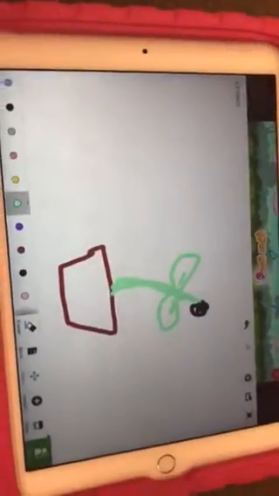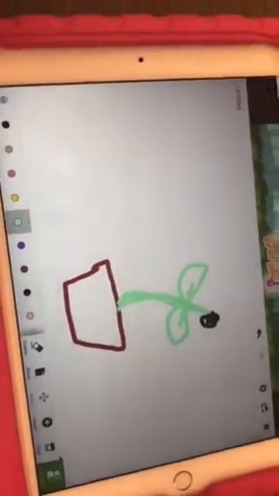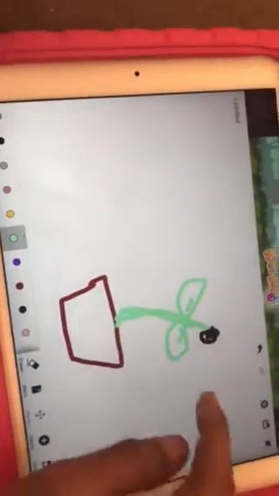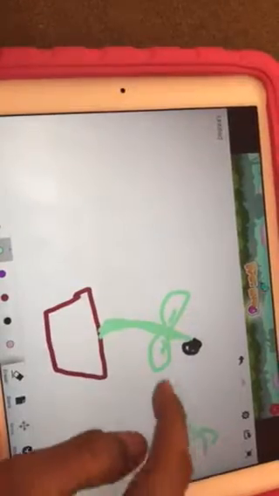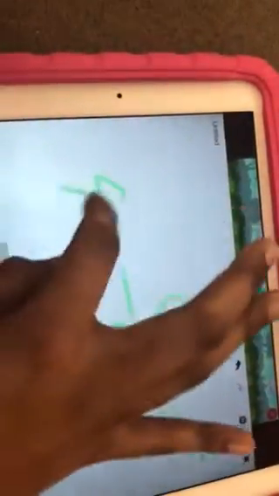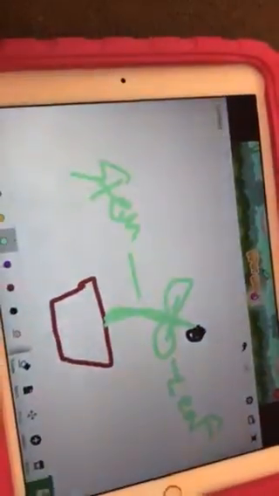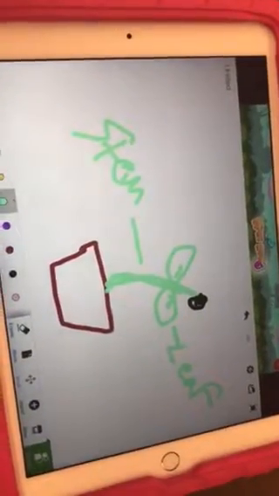And I'm sure they wouldn't be the best drawings as they are third graders, but as long as they get the idea. And then I would like them to label them, such as leaf and stem, just so you can tell that they have an understanding.